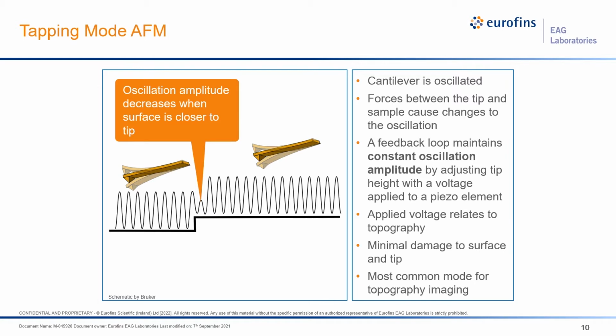Tapping mode is the more common way to measure basic surface topography because it's gentler and can provide better lateral resolution. So now that we've discussed the basic operational principles of AFM, let's talk a little bit about the data output.